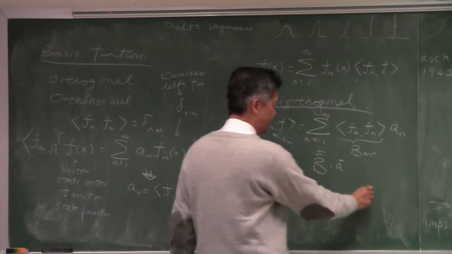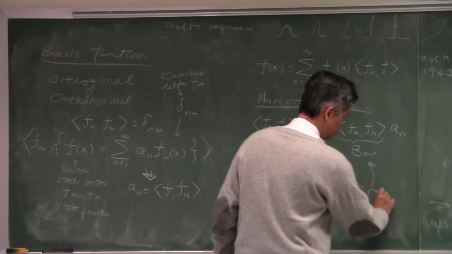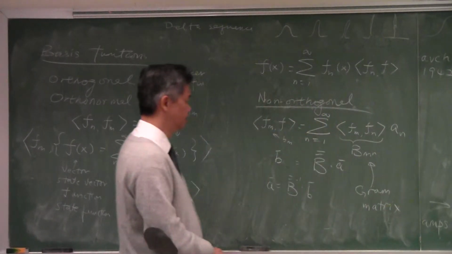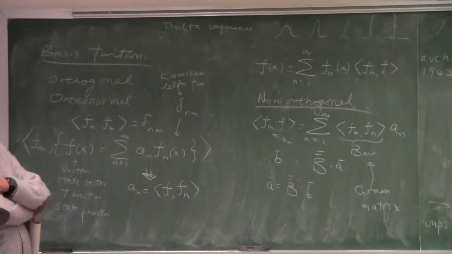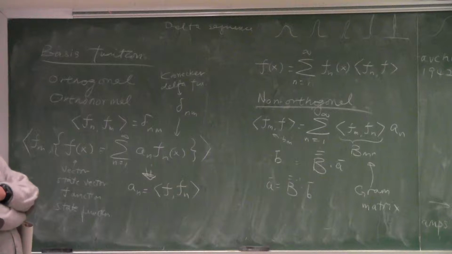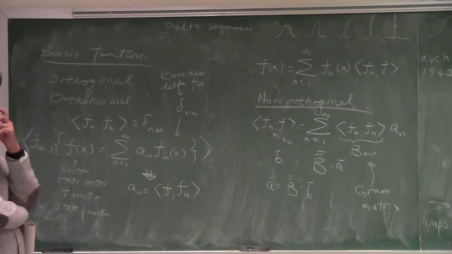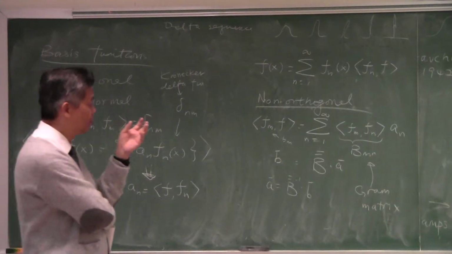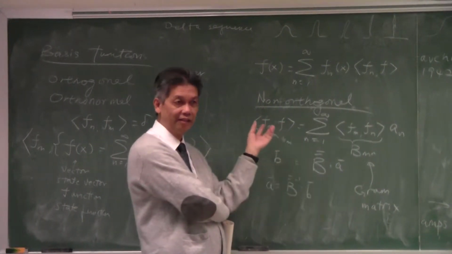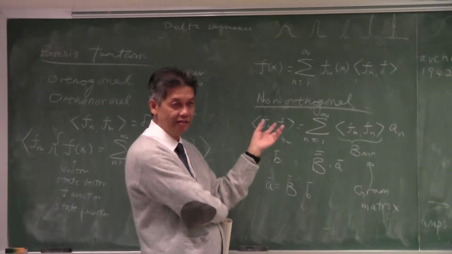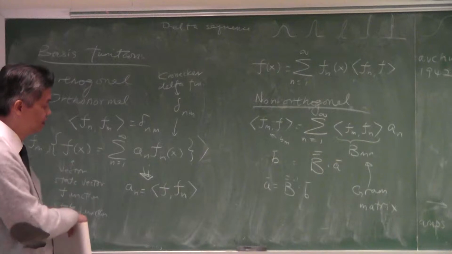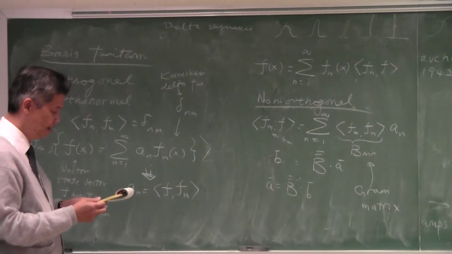Okay, this B is called a Gram matrix. It's called a Gram matrix. And you often see this name in use if you read the electromagnetic literature. But non-orthogonal basis functions are nice because they're easy to find, easy to define. They are all over the place. Orthogonal ones are harder to define. You can always make them, but they're harder to define.